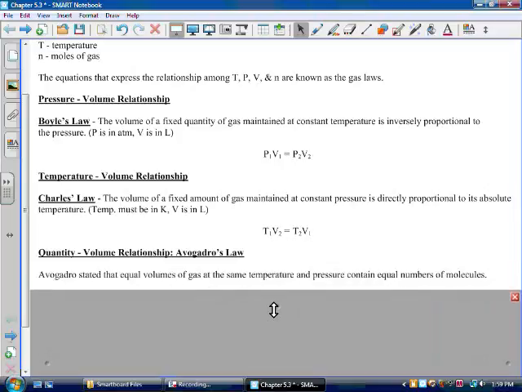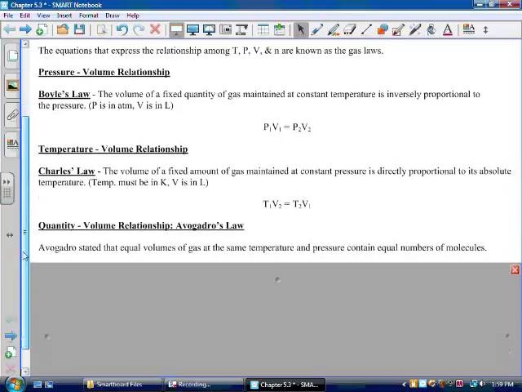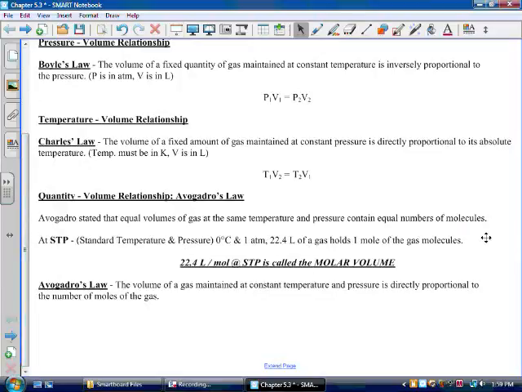The last relationship we look at is called Avogadro's law. And Avogadro's law relates the quantity of a gas to the volume. And this was actually pretty much common sense. Avogadro's law states that equal volumes of gases at same temperature and pressure contain equal numbers of molecules. So for example, if I have nitrogen and I have oxygen at the same conditions, at STP, 0 degrees Celsius, 1 atmosphere pressure, if the gases are containing the same volume, you have the same number of molecules. If we have the same number of molecules, we have the same number of moles.